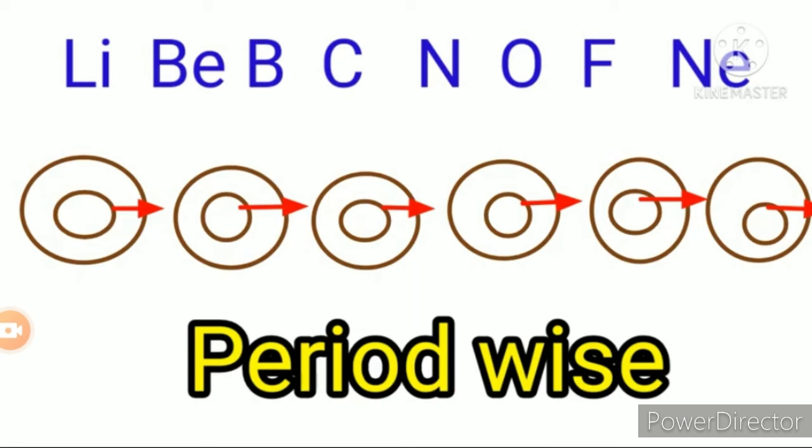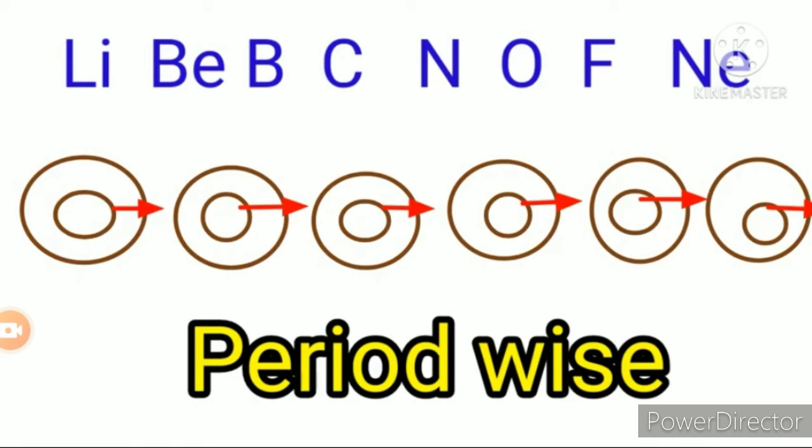Nitrogen 5 electrons in the outermost orbital. Oxygen 6 electrons in the outermost orbital. Fluorine 7 electrons in the outermost orbital. Neon, according to the octet rule, has 8 electrons in the outermost orbital. So along the period, the number of electrons only increases, but the number of orbitals does not increase. So ionic radius and atomic radius are decreasing.